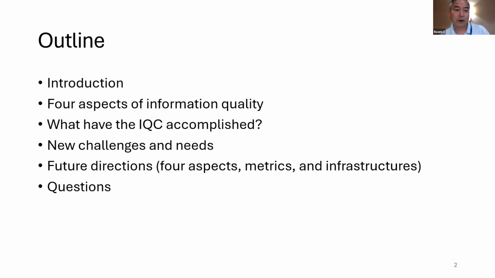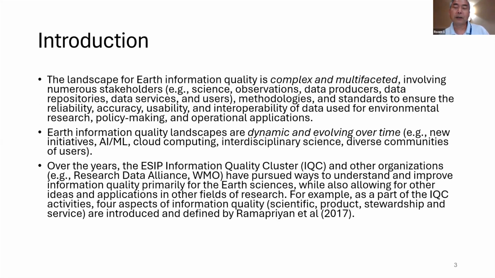So here is the outline of today's talk. So much work has been done about Earth information quality. It's quite a challenge to present the landscape in 10 minutes. So the landscape for Earth information quality is complex and multifaceted, involving numerous stakeholders, such as data producers, data repositories, data services, and users, as well as the methodologies and standards. Earth information quality landscapes are also dynamic and evolving over time, with new initiatives, AI, ML, cloud computing, interdisciplinary science, and diverse user communities.